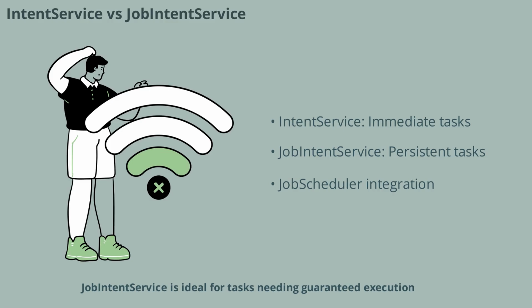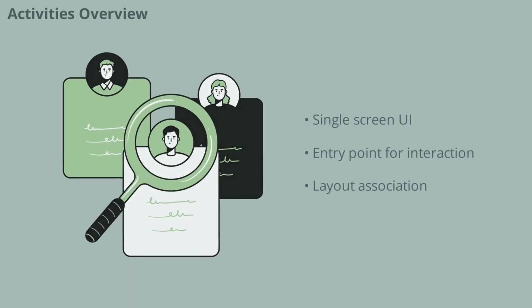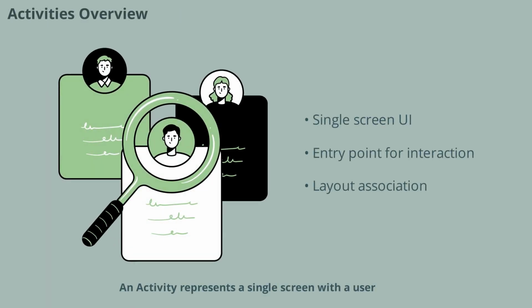Job Intent service is ideal for tasks needing guaranteed execution, like uploading logs or syncing data. An activity represents a single screen with a user interface and acts as the entry point for app interaction. Each activity is associated with a layout file defining UI components. Activities are central to user experience and are often the focus of interview questions about UI and lifecycle management.